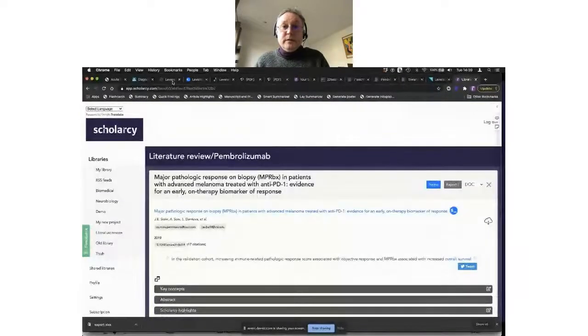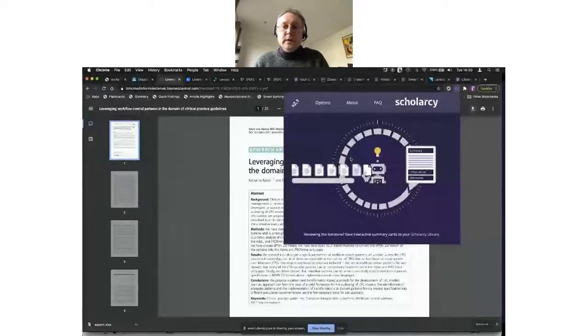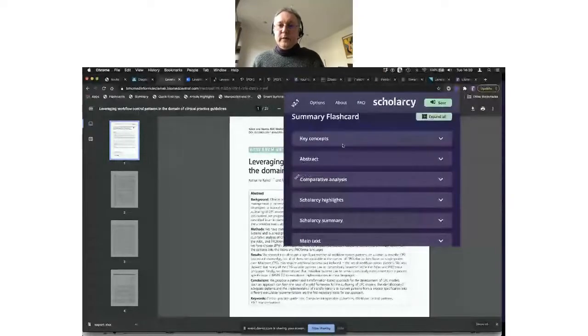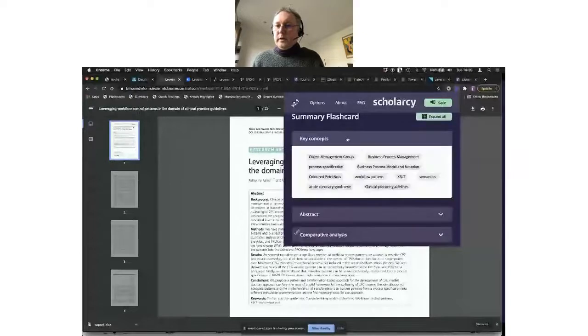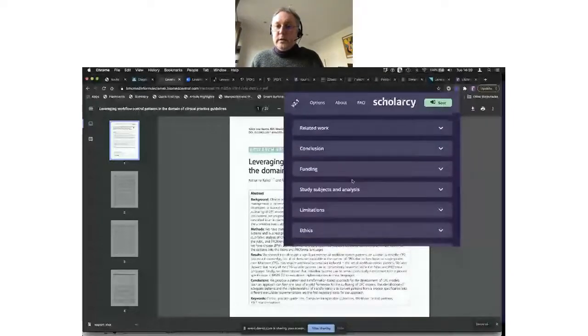But in terms of the free tools, you have a paper in your browser, you click the Scholarcy Chrome extension, and it's going to go and distill it for us and pull out the key facts and findings for us. And so that's basically what Scholarcy does in a nutshell. It distills the article down into this flashcard format where you've got the abstract, you've got the key concepts. If we don't know what some of these are, we can click on them and it goes to a definition of those. It does the comparative analysis and so on. So that's what it does. It basically breaks down the information for you.